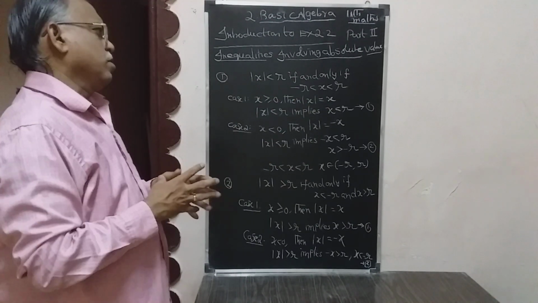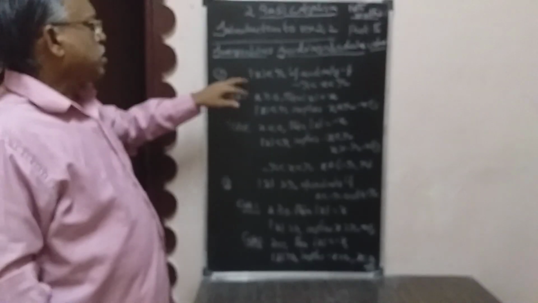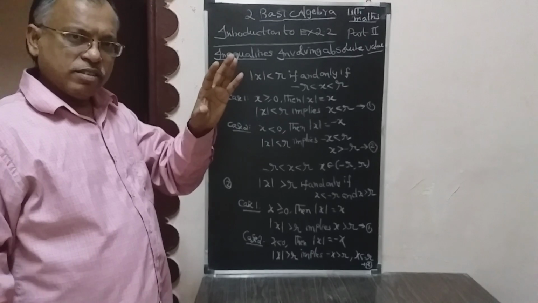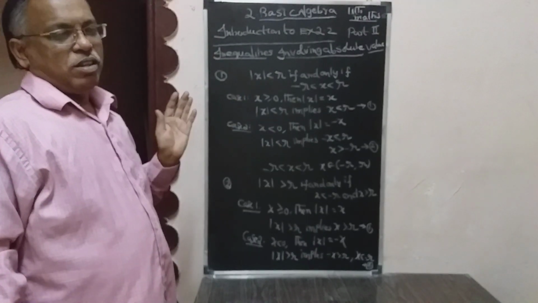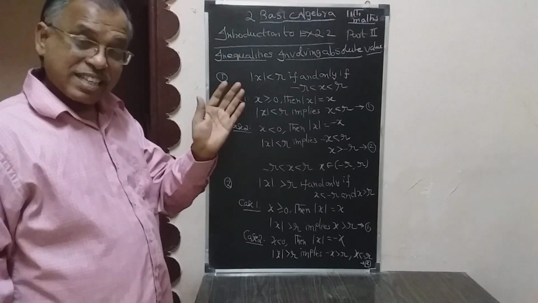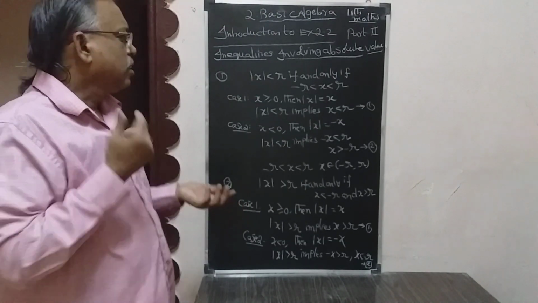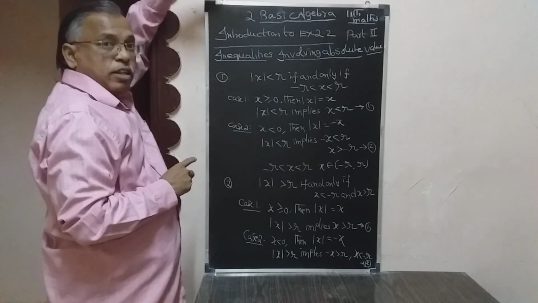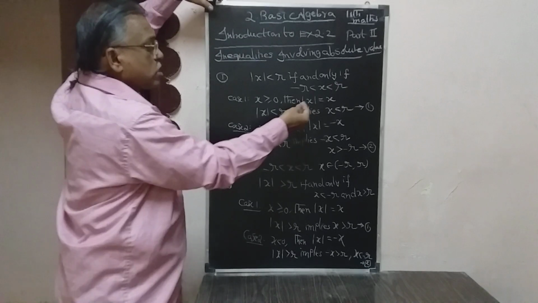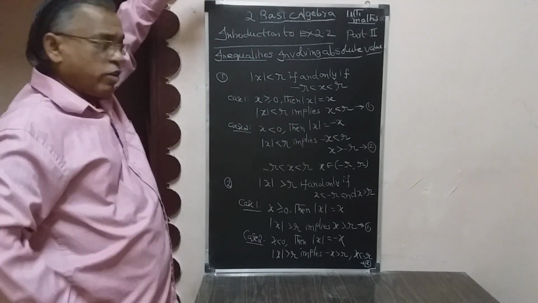It's very easy. Mod x definition you know already. Mod x is equal to x when x greater than or equal to 0. Mod x is equal to minus x when x less than 0. Those two cases only we have to use here. See, case 1, x greater than or equal to 0. That means positive values. Then what is mod x? x, as per definition of absolute value.